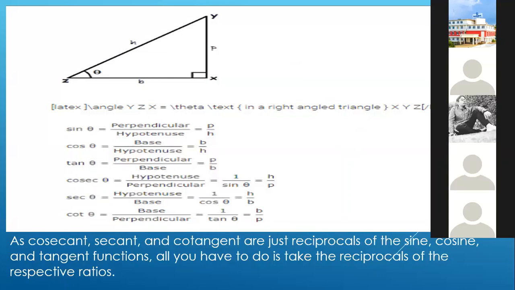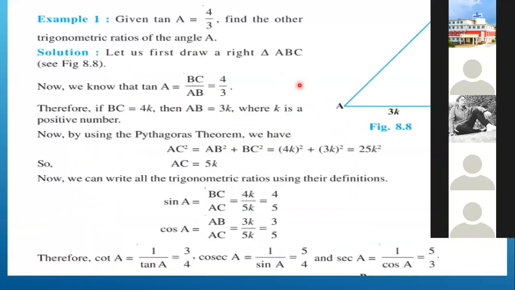Ma'am, can you change the slide, ma'am? It is stuck on the old slide only. Yes, I don't want to show, Muhammad. Tan A is equal to 4 by 3. Note it down. You draw the figure. Ma'am, it is stuck there before that one only, ma'am.